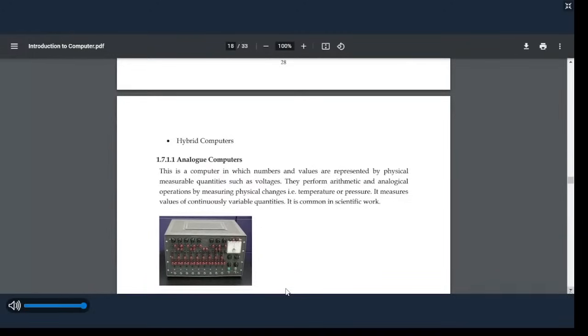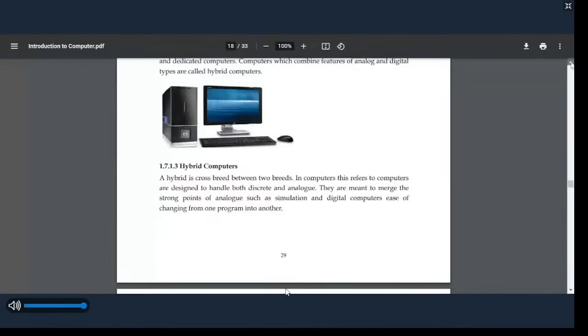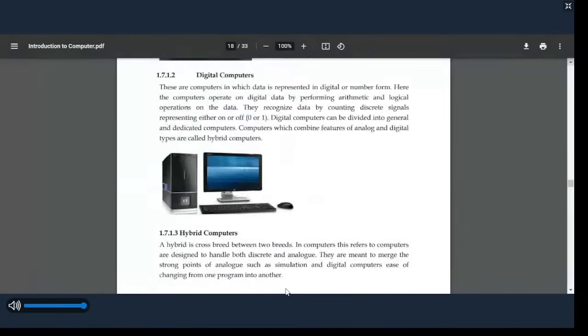Then now we move to what we call digital computers. They are computers in which data is represented in digital or number form. Here the computers operate on digital data by performing arithmetic and logic operations on the data. They recognize data by counting discrete signals, representing either on or off, that is 0 or 1. So they only use 0 or 1. Anything to do with digital, they only understand data that is 0 or 1. So digital computers can be divided into general and dedicated computers.